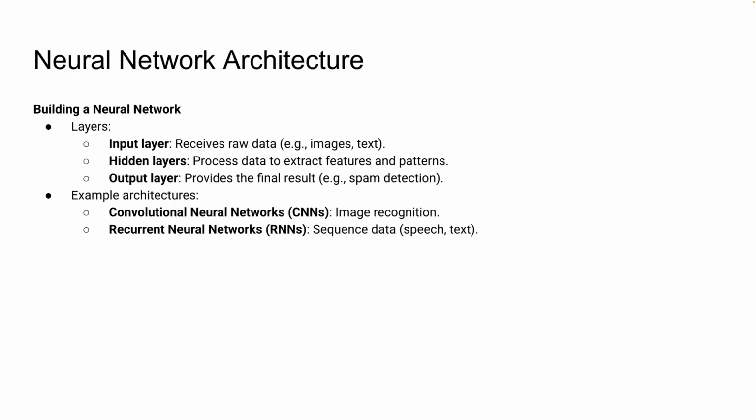Let me emphasize this. The magic happens in the hidden layers, where the network learns to identify meaningful patterns in the data. Depending on how you arrange these layers, you can create different types of neural networks suited for specific tasks. For example, convolutional neural networks, CNNs, are excellent for image recognition, while recurrent neural networks, RNNs, shine at understanding sequences, such as speech or text.